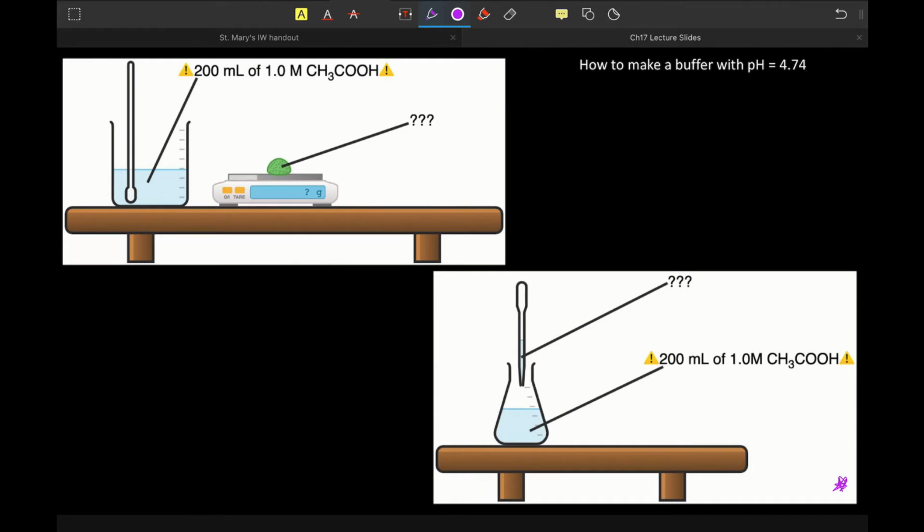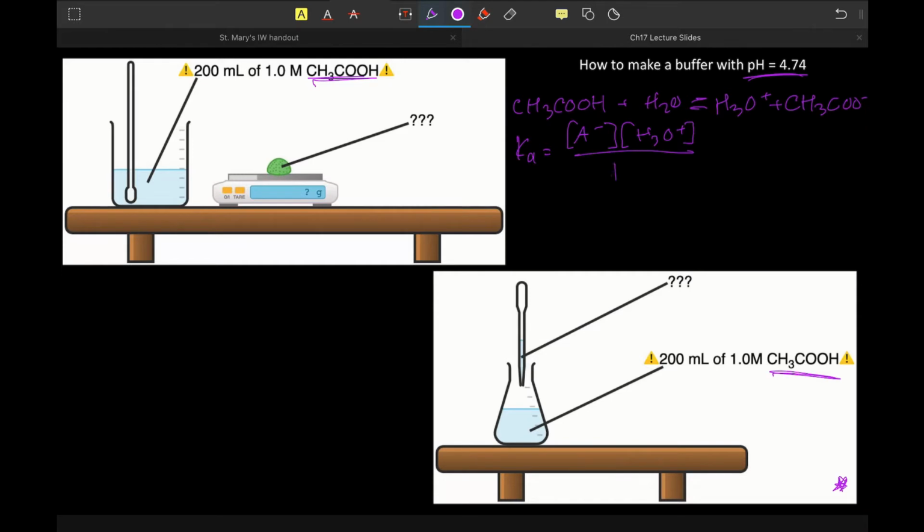So let's say we wanted to make a buffer of pH 4.74, and I forgot to write it down, but we're going to make it out of acetic acid, right? So let's go ahead and write out that expression because, why not? Good practice. Right, so we have that, and pretty much every problem starts the same way. We know we have this. I'm just going to shortcut that because that's easier.